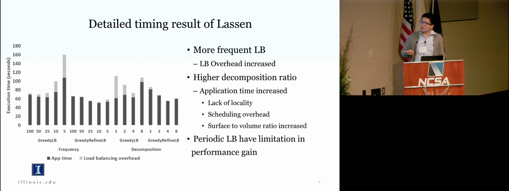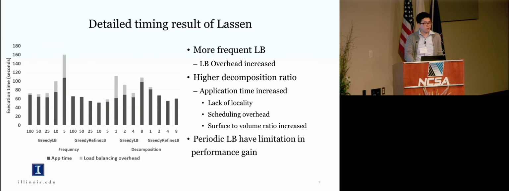So yeah, in this detailed timing result, we can see that with more frequent load balancing and higher decomposition ratio, we always get increasing overhead. So with this analysis, we see that the performance doesn't improve from a certain point with just periodic load balancing and a higher overdecomposition ratio.